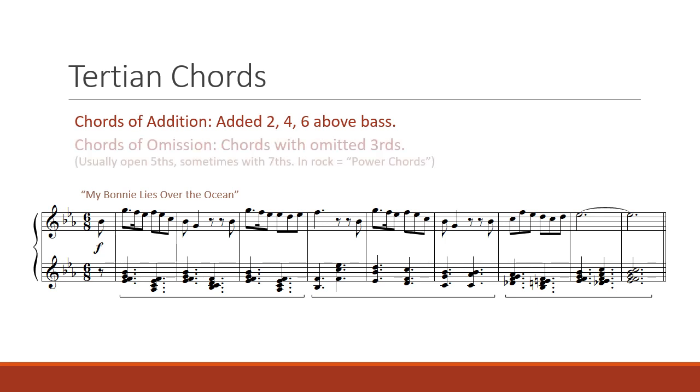Chords of omission is a term we use when the third is missing from a chord, and that usually masks its quality. You can't tell if it's major or minor. Sometimes the chord will just be an open fifth, and sometimes a seventh will also be present. In rock music, you might have heard these called power chords. So here's a setting of My Bonnie Lies Over the Ocean with chords of addition and chords of omission.